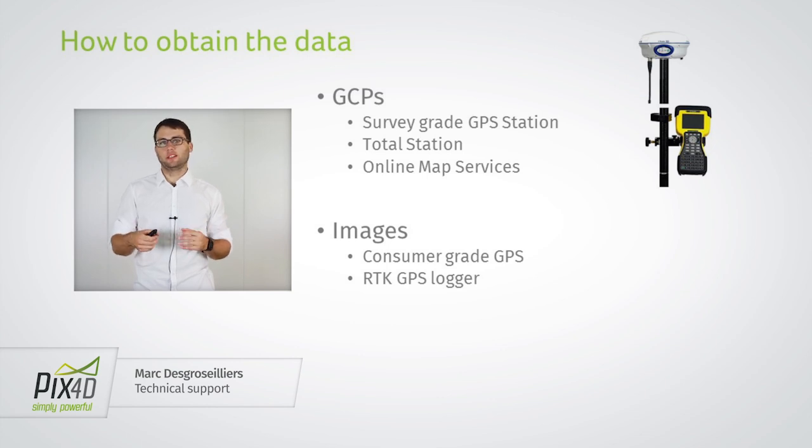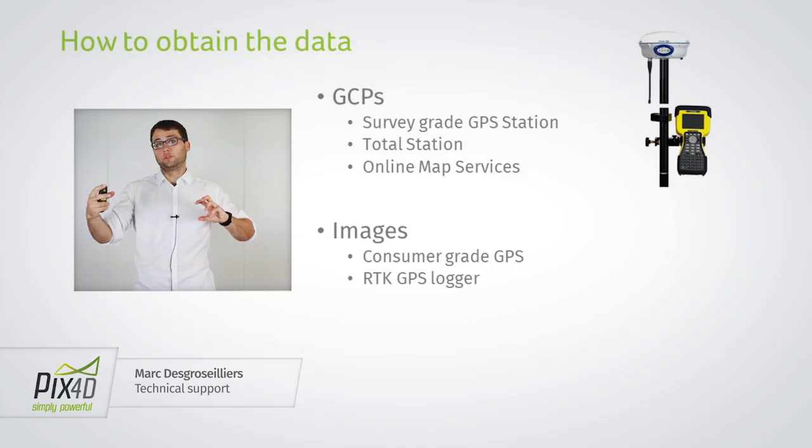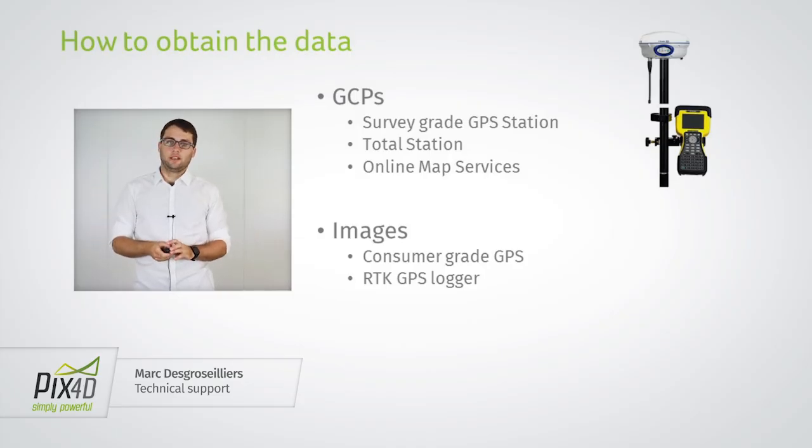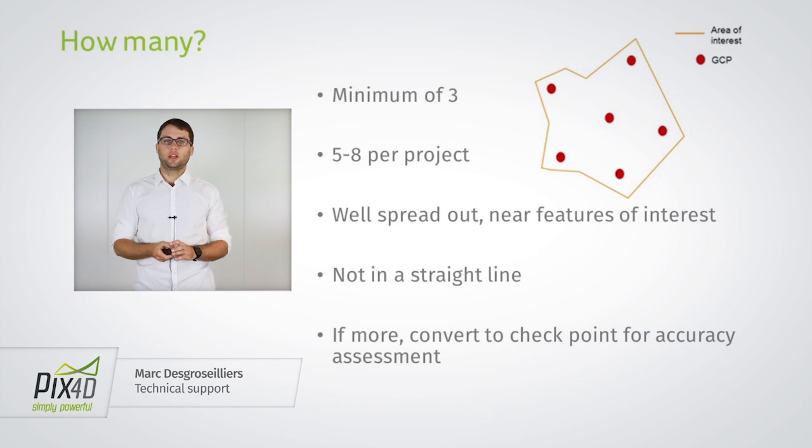Another thing to keep in mind is that you shouldn't have them all in a straight line, because then this will give a degree of freedom and it will allow error to sneak in. And one last comment about the number of GCPs is that there is some kind of law of diminishing returns, in the sense that if you add more and more GCPs, the increase in accuracy will decrease. So really, if you have more than 10 or 12 GCPs, we recommend that any further GCP be converted to a checkpoint, and then this will allow you to assess the accuracy of the project more fairly.